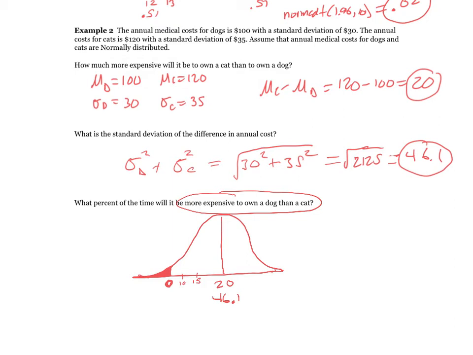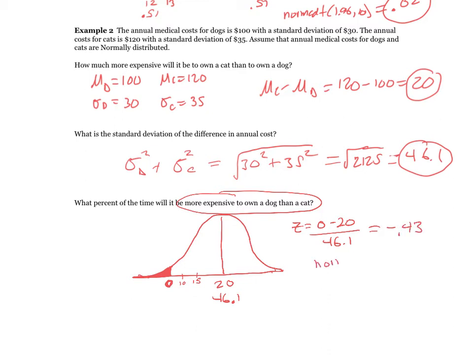So this is kind of a common question in this unit. When I want to know when does the distribution flip from one thing being in the lead to the other one being in the lead, we're always looking at the spot where the difference is 0, because at that location they are tied. And then I just want to go to the opposite side. So I'm going to do a z-score for 0. Okay, so it'll be z equals 0 minus 20 over 46.1. And it gets me a z-score of negative 0.43.